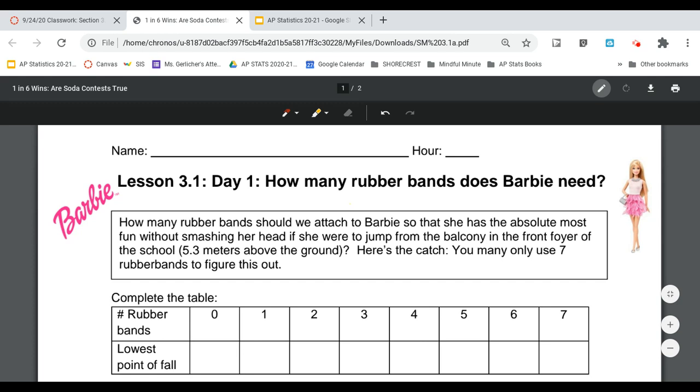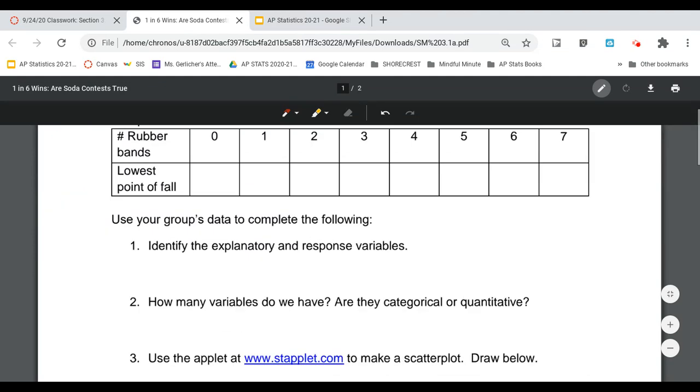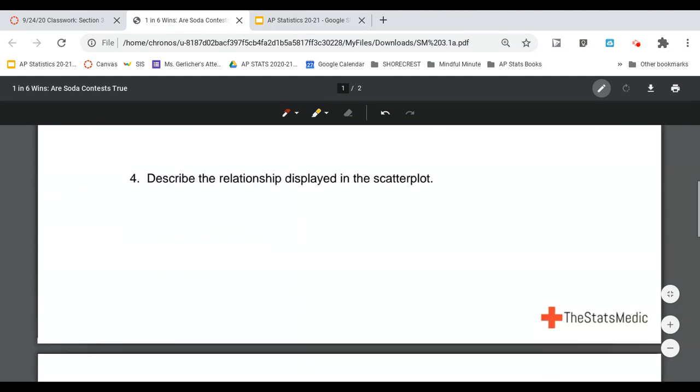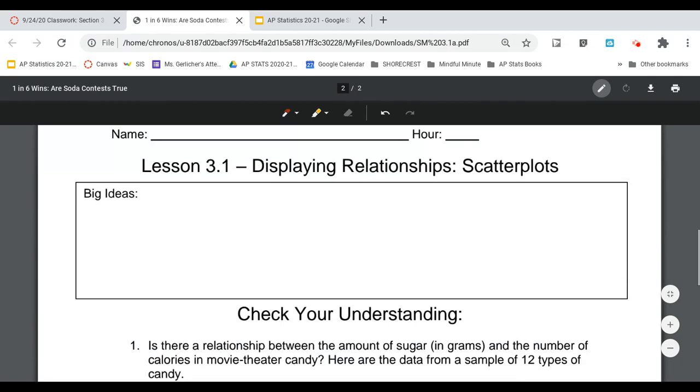This is the video going over the very first lesson of Chapter 3, and it's the lesson you'll be doing right after the Chapter 2 test. Okay, so this is the worksheet you're using, the How Many Rubber Bands Does Barbie Need worksheet. We are not doing the Barbie activity because it's just too hard to do online. So we're going to skip down to the big ideas and tackle those.